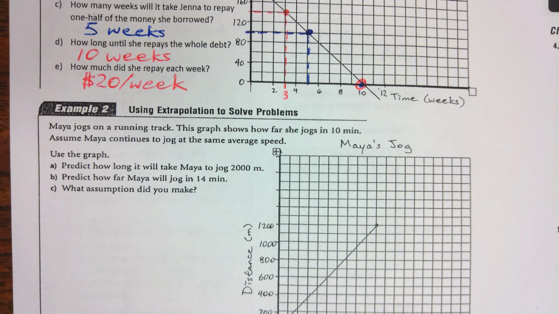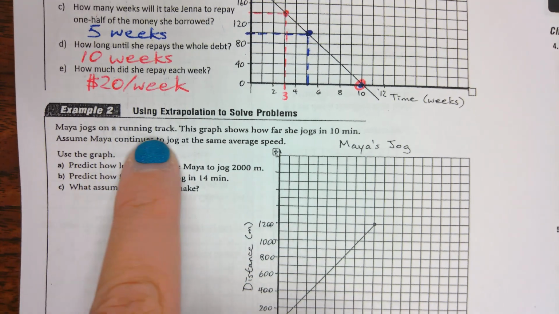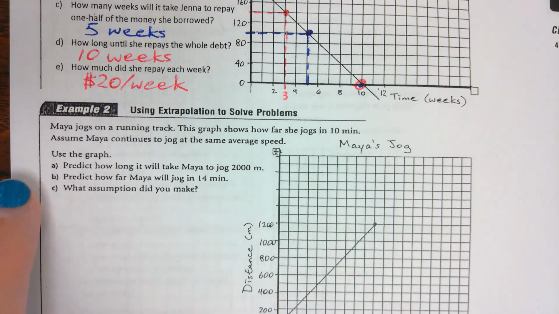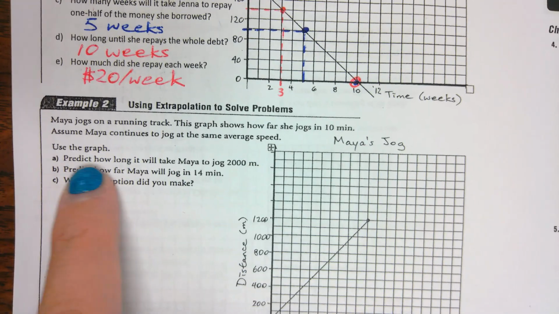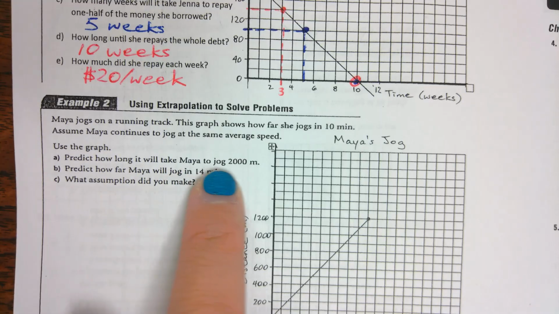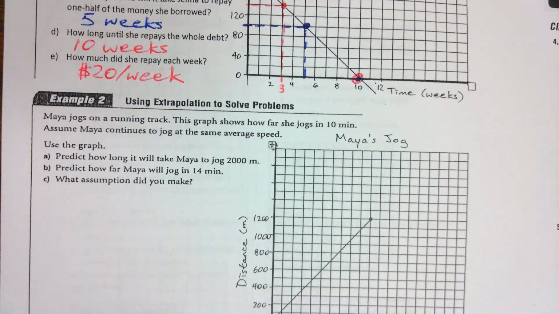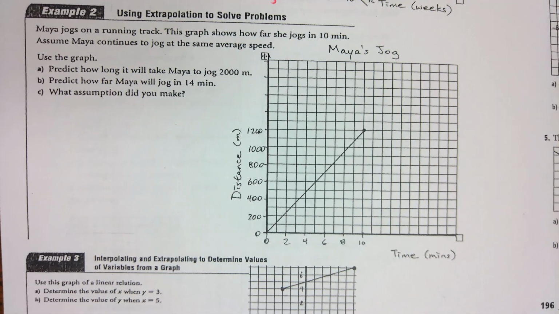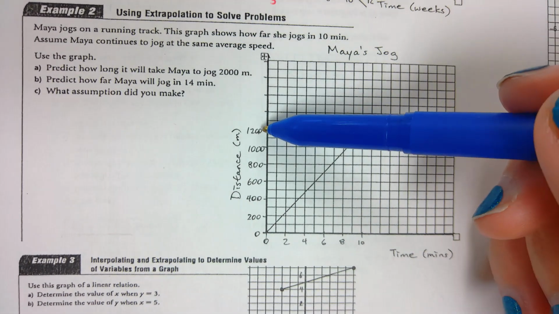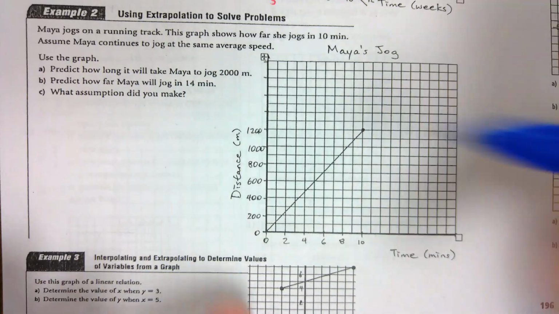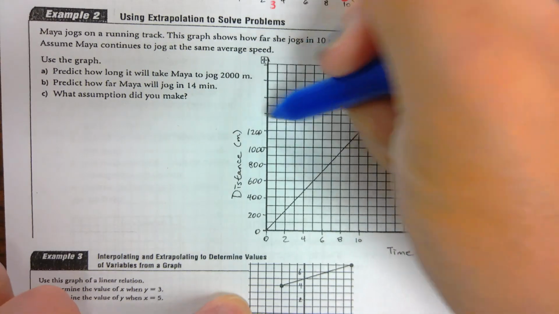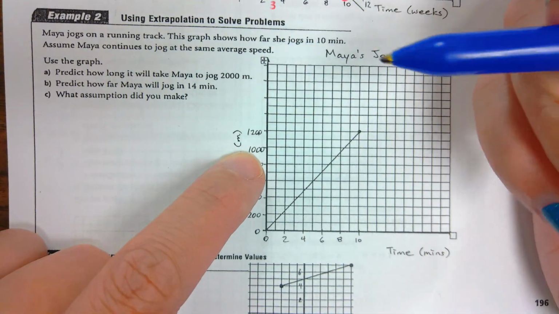Okay. Example 2. Maya jogs on a running track. This graph shows how far she jogged in 10 minutes. Assume Maya continues to jog at the same average speed. Use the graph to predict how long it will take Maya to jog 2,000 meters. Okay, so looking at this graph right here in example 2, what's the problem? My problem right here is that it only goes up to 1,200 meters. So if I want to figure out 2,000 meters, what do I have to do? I have to extend my graph.